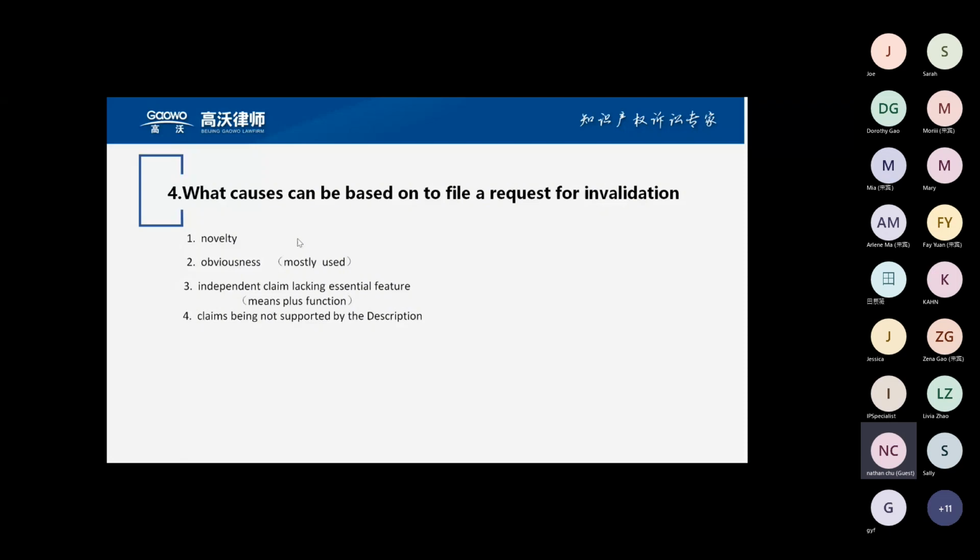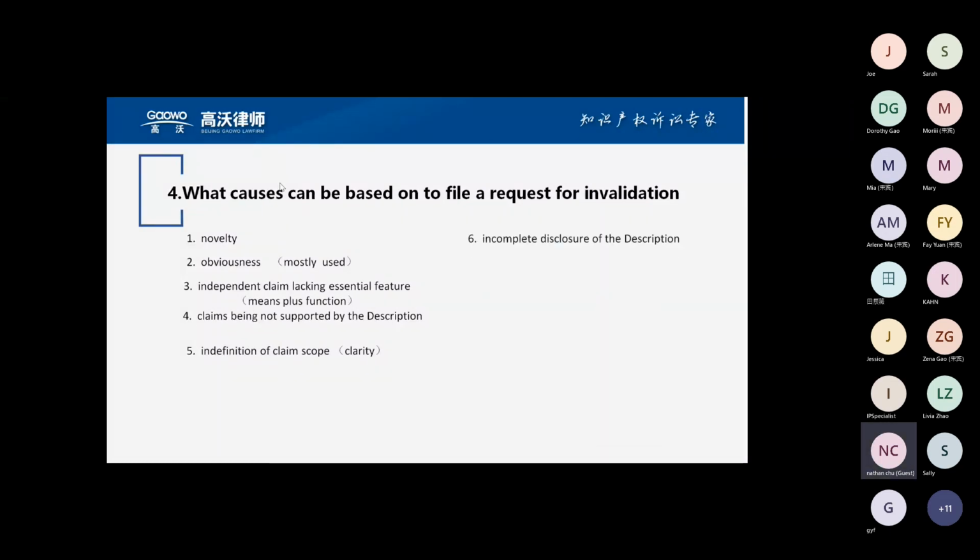Next, you can also file an invalidation request based on the claims not being supported by the description. For this reason, it doesn't matter whether the claim is an independent claim or a dependent claim. I think this reason is also frequently used. Another one is that the claim scope has to be clear, has to be definite. So if the claim scope is ambiguous, is indefinite, you can also invalidate claims based on the clarity problem.